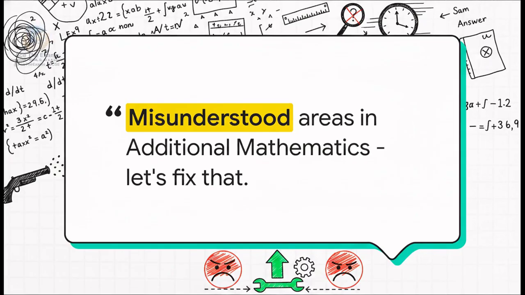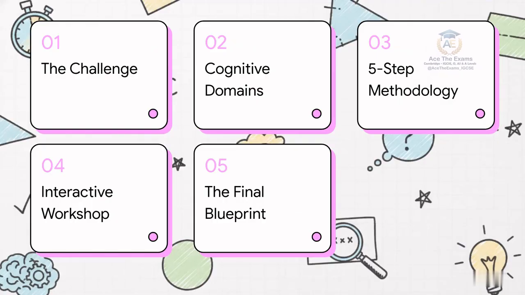Both Alex and Sam bleed massive amounts of marks here. And the crazy thing? It's not because they're bad at calculus. It's because their fundamental approach to executing the answer is flawed. And that is exactly what we are going to fix today. All right, really quickly, here is our roadmap for today's explainer. The challenge, cognitive domains, the 5-step methodology, our interactive workshop, and finally, the final blueprint.